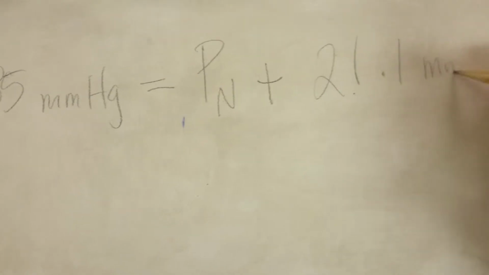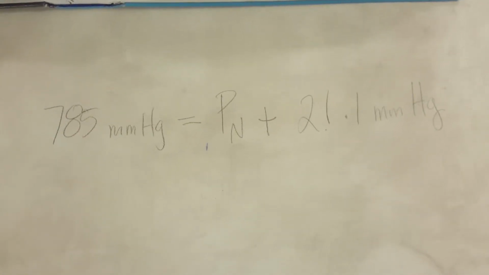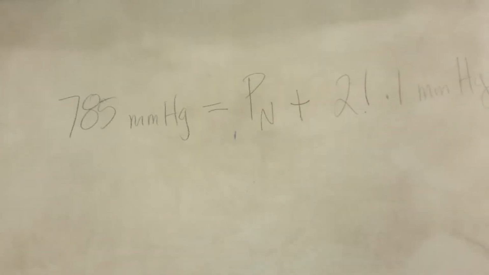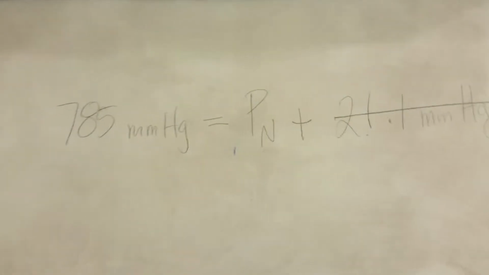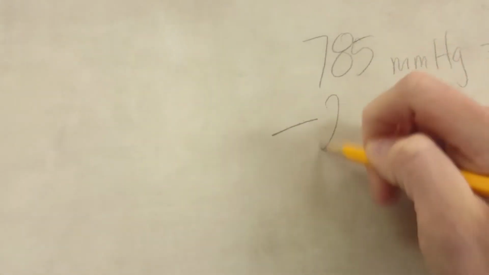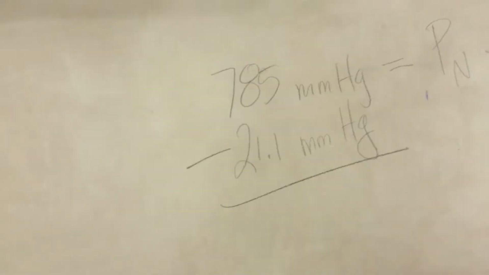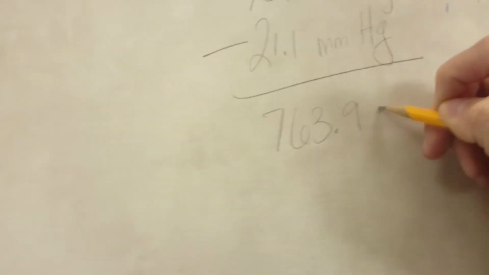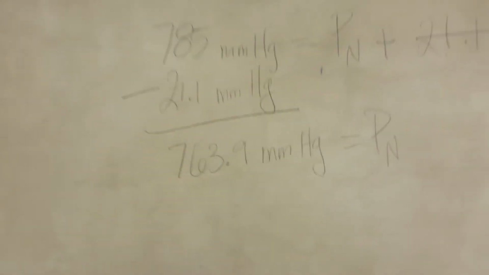21.1 millimeters of mercury. And to solve for the pressure of nitrogen, I'm simply going to subtract the 21.1 from 785, and that'll give me my partial pressure of nitrogen in millimeters of mercury. If I subtract from this side, that number no longer exists on the right, and I'm going to subtract 21.1 millimeters of mercury from 785, and that will leave me with 763.9 millimeters of mercury, which is the partial pressure of the nitrogen.